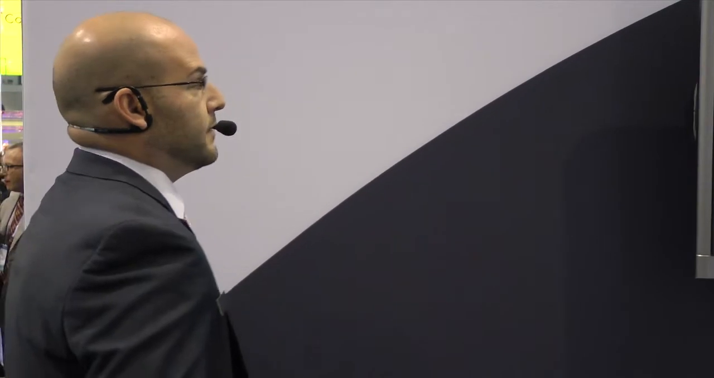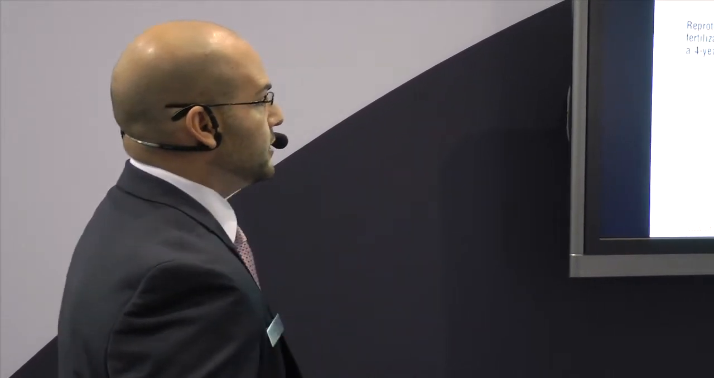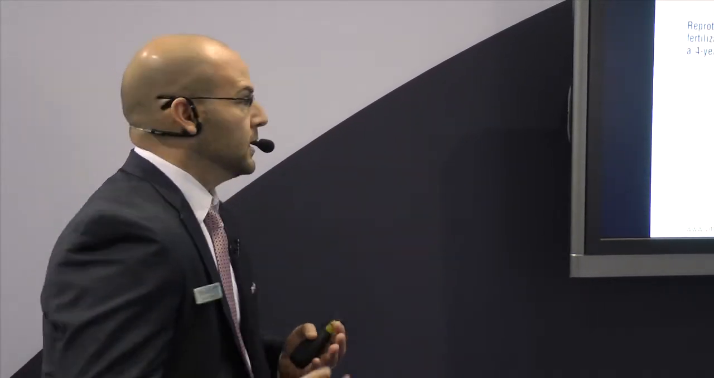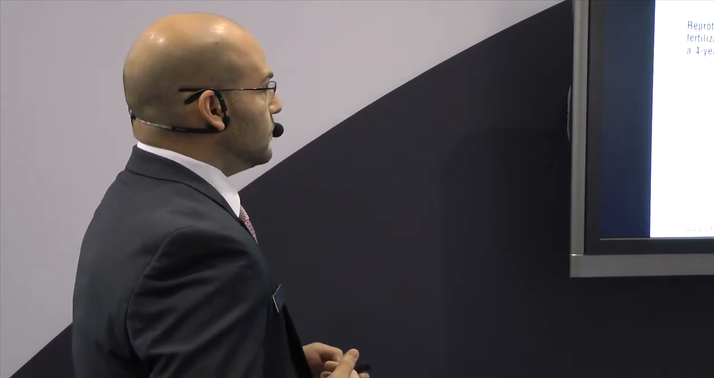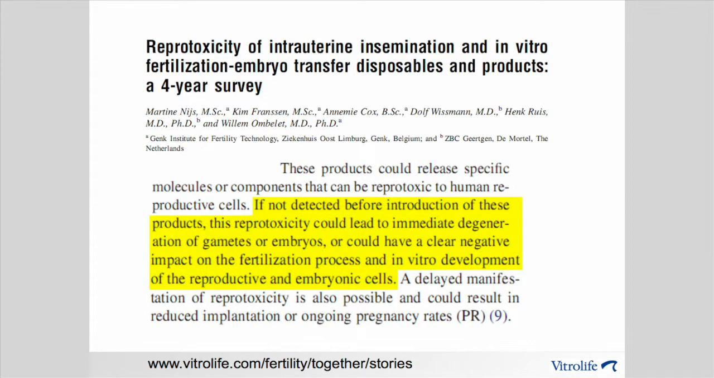So in 2009, there was a very elegant paper put together looking at 4 years of observational data related to an IUI, or an intrauterine insemination program, and looking at the disposables that were used in that clinic. And the conclusion, we'll kind of start backwards and go to the conclusions right away. What they identified is that some of these products release molecules or components that can be reprotoxic to these human cells, the sperm and the egg. And this one, they specifically looked at sperm survival assays.